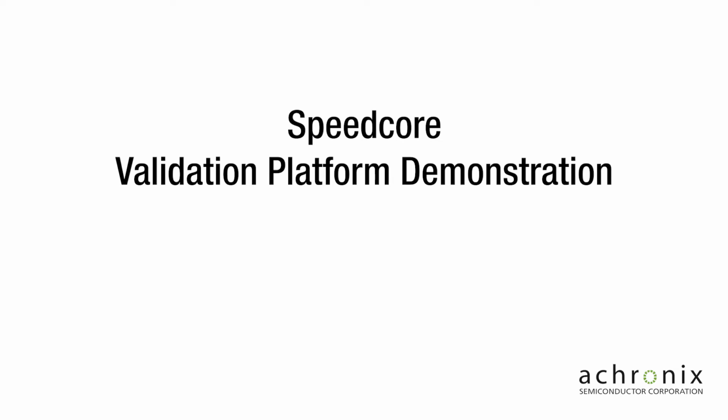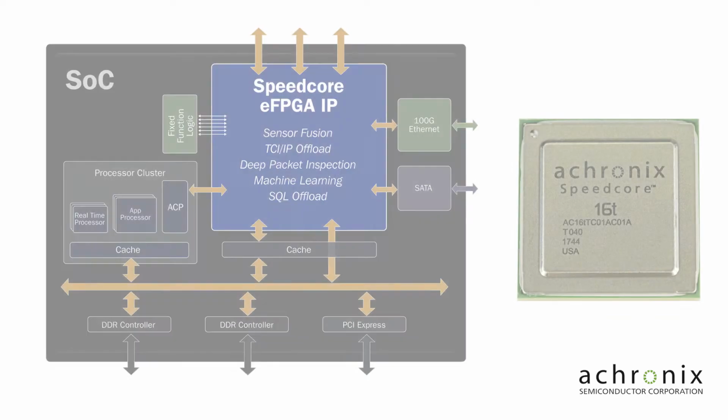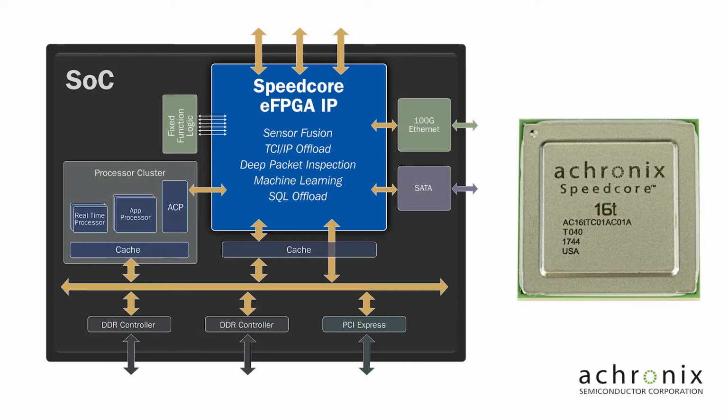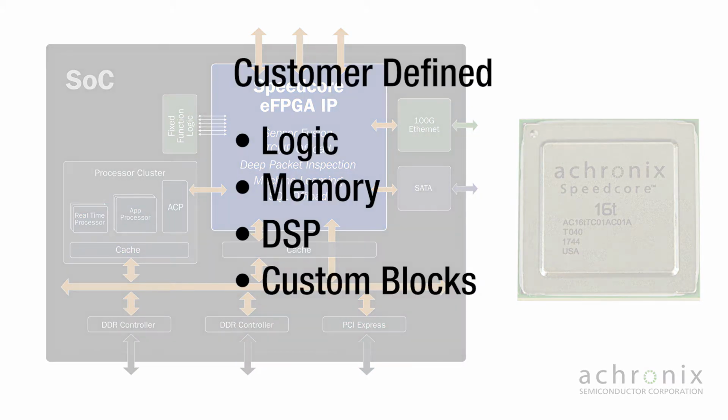Welcome to the Achronix Speedcore Validation Platform demonstration. Achronix's Speedcore eFPGA technology is IP that opens new opportunities for companies looking to integrate embedded FPGA technology into their ASIC or SoC. Speedcore is a high-performance, fully permutable architecture allowing customers to define the amount of logic, memory, DSP, and their own custom blocks to fit their application requirements.